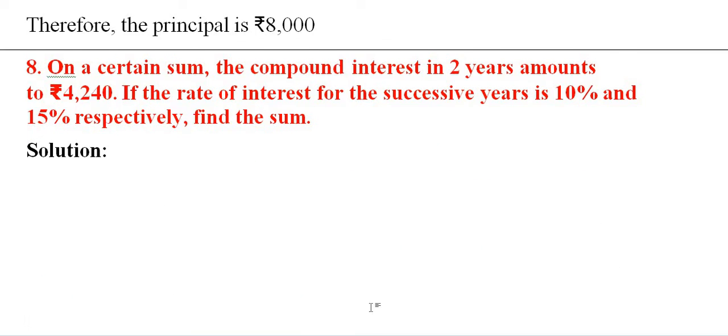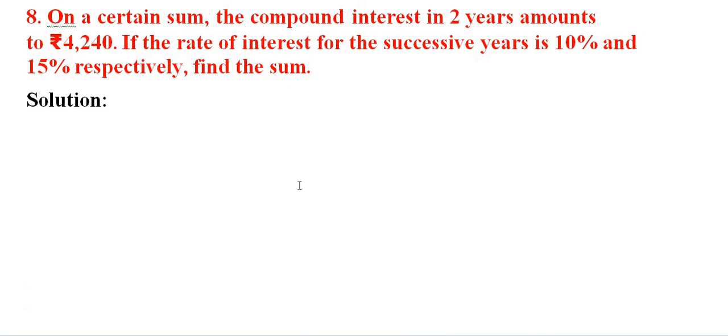Question number 8. On a certain sum, the compound interest in 2 years amounts to 4240 if the rate of interest for the successive years is 10% and 15% respectively. Find the sum. We will find the sum.